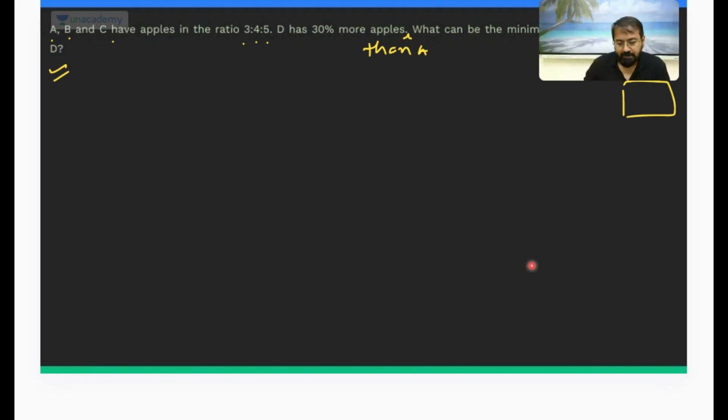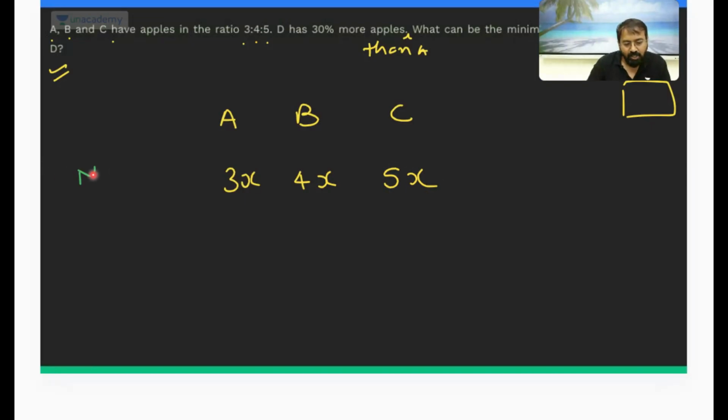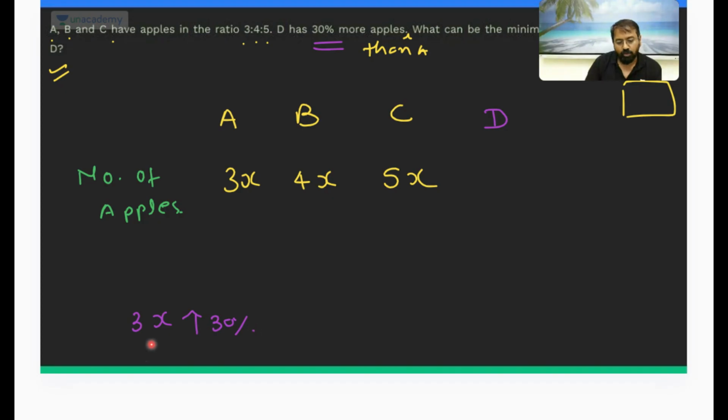Chalo, let's understand this part. Everyone, see, A, B, and C. The number of apples are in the ratio 3:4:5. So A has 3x apples, B has 4x apples, and C has 5x apples. Can I write it this way? Yep. Everyone. Now they are saying D has 30% more apples than A. Correct? So how many apples will D have? Guys, increase 3x by 30%. What is 30% of 3x? Can I say 0.9x? Yes. So 3x plus 0.9x कितना आ जाएगा? 3.9x. Correct?